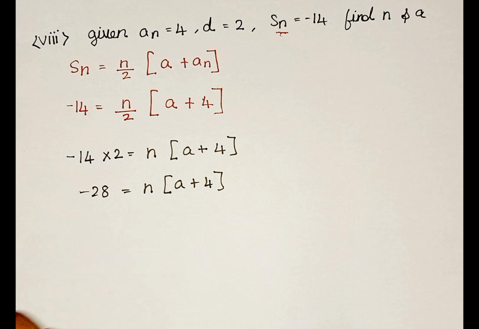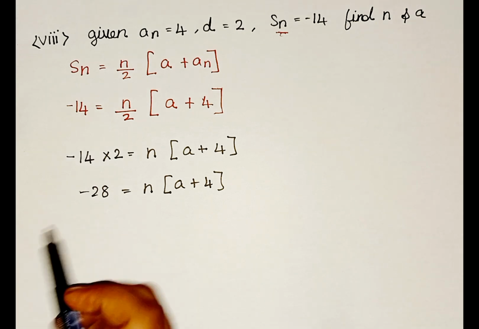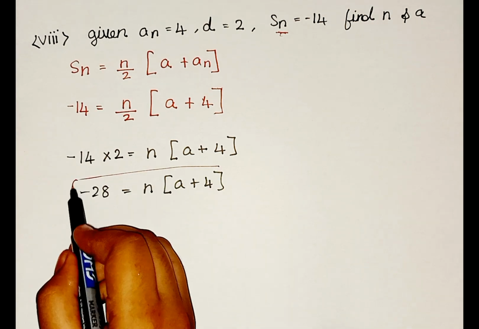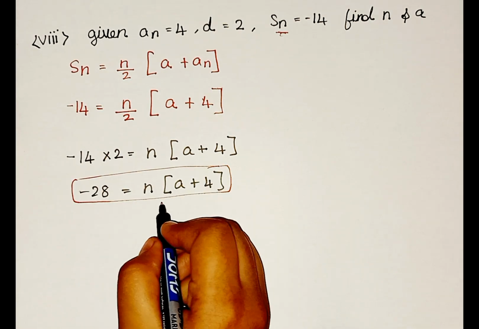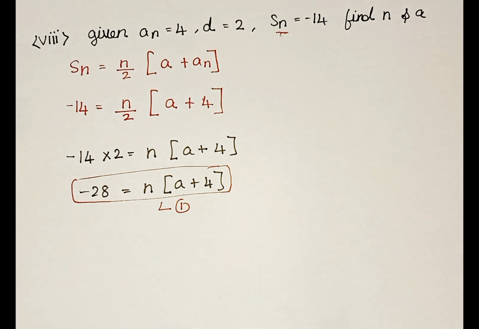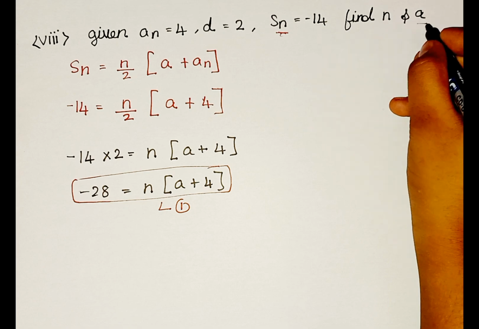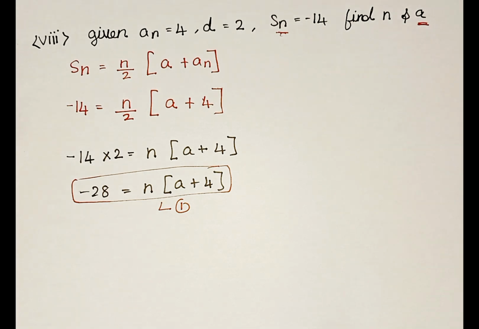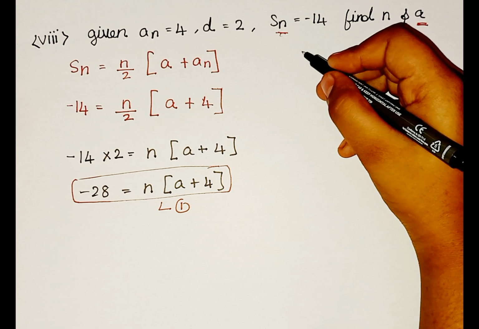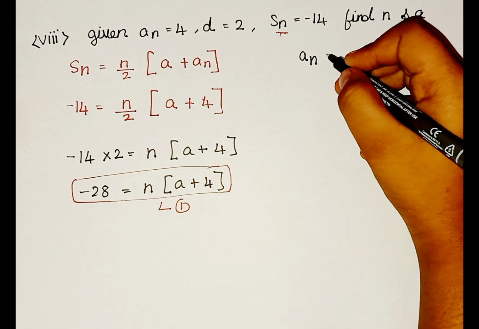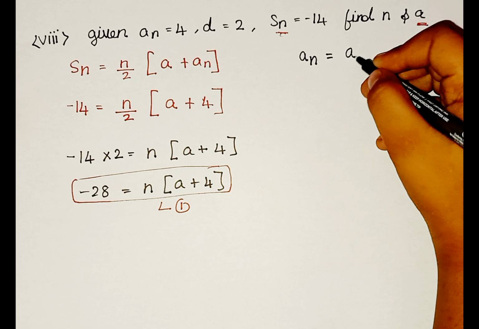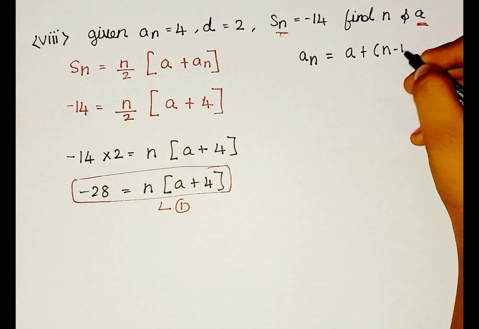Since we have two variables, it is hard to solve, isn't it? So let us take it as equation number 1. Now let us find the a value so that we can substitute it in equation number 1. For finding the a value, let us apply the an formula. Remember guys, whenever we want to find the a value, apply this formula, that is an is equal to a plus n minus 1 into d.